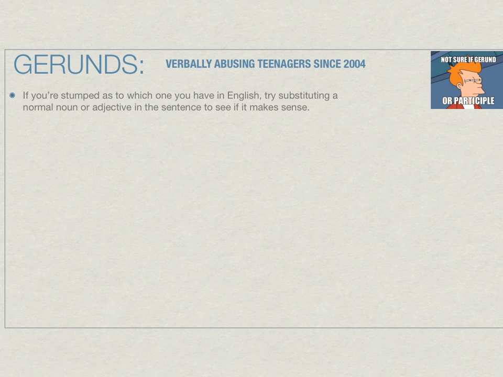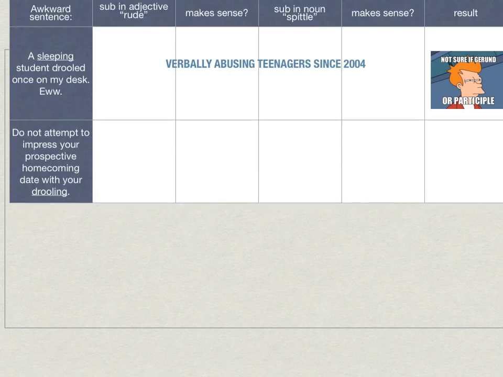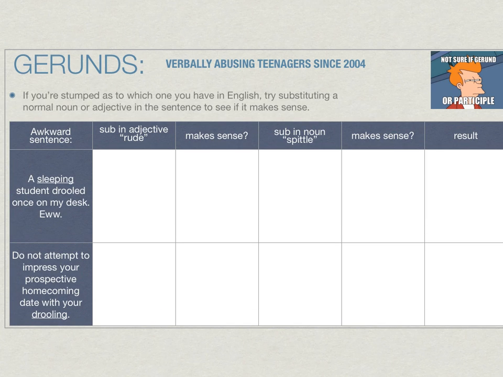So if you're stumped, let's make up a test. And just like everything I do, I put it in a chart. So I've got two awkward sentences that contain ing words. The first one says, a sleeping student drooled once on my desk. Ew. The second one says, do not attempt to impress your prospective homecoming date with your drooling. Okay, so if we are looking at a participle, you could sub in an adjective that's not an ing word, and the sentence will still make sense. If we're looking at a gerund, you could sub in a noun that's not an ing word, and the sentence should still make sense, at least grammatically. So let's give that a shot.